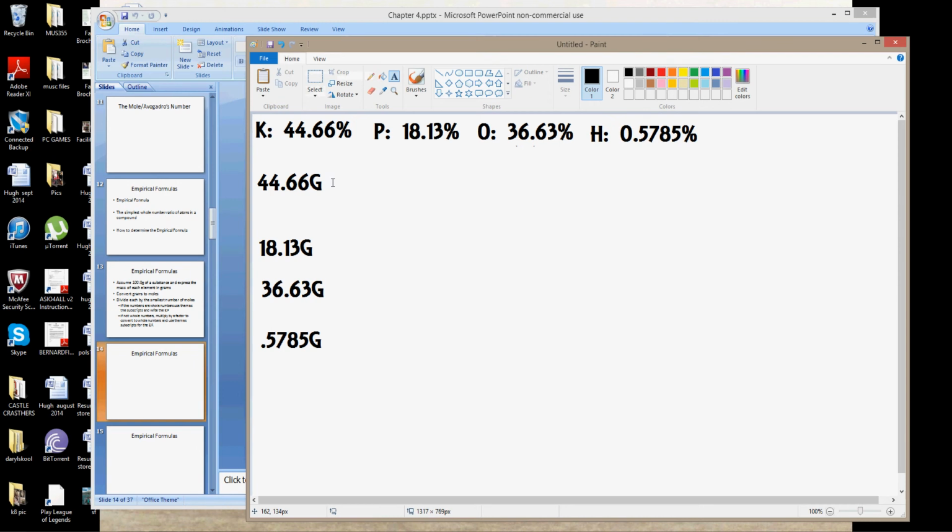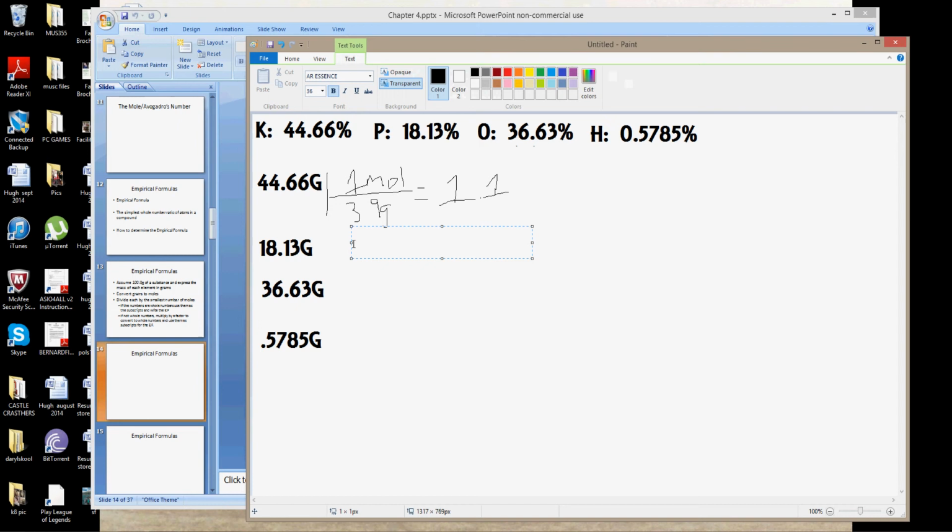Next, you're gonna convert them into moles. You know how to convert them into moles? I think you divide it by the molar mass or something. So you're gonna do like this thing, 1 mole, and then for potassium, it's 39 grams. And that will equal like 1.1. So you do that for every single one of these. So let me just speed it up.